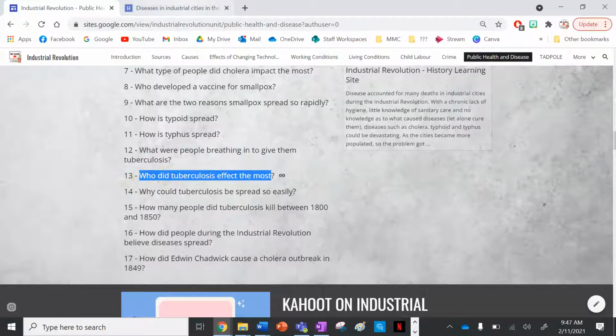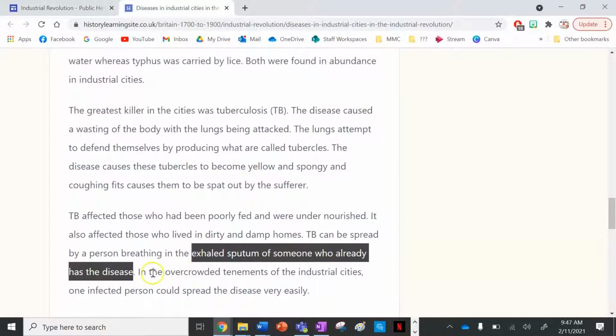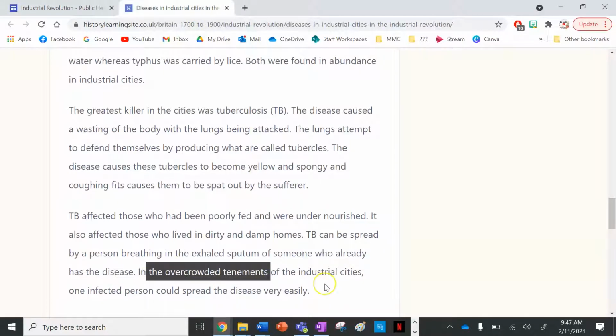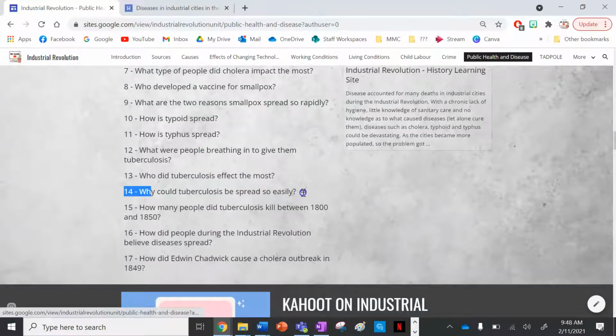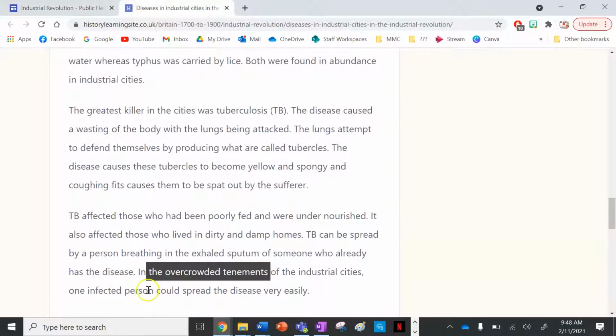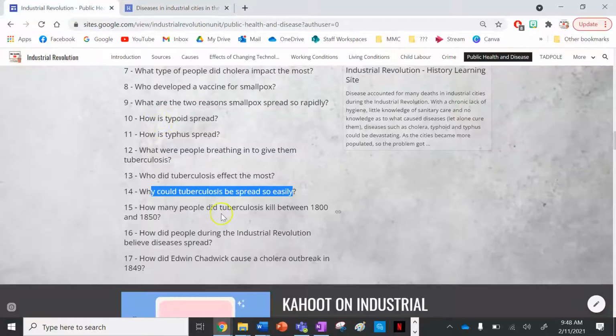Who did tuberculosis affect the most? We've got, again, our poor people living in overcrowded tenements, back-to-back housing, and that's why it spread so easily. And I've already answered number 14 with that as well. So we've got poor people in the overcrowded tenements. The overcrowding caused it to spread very easily.